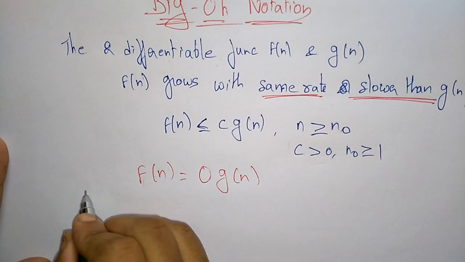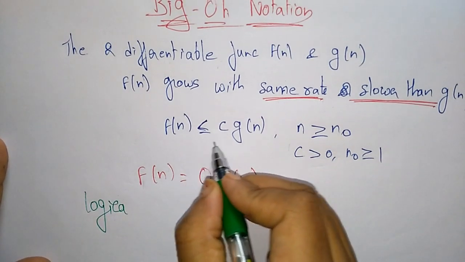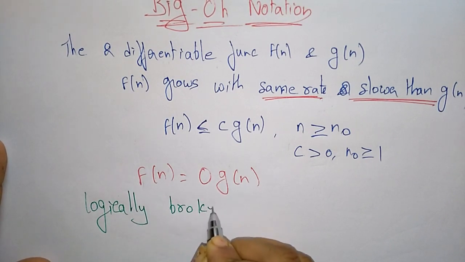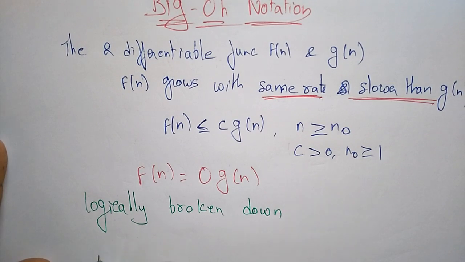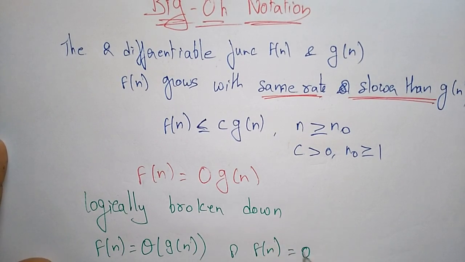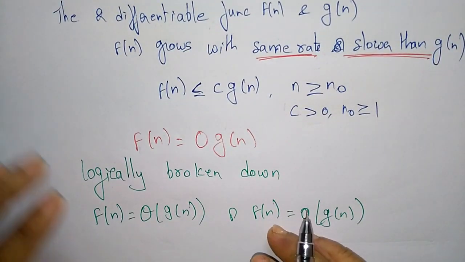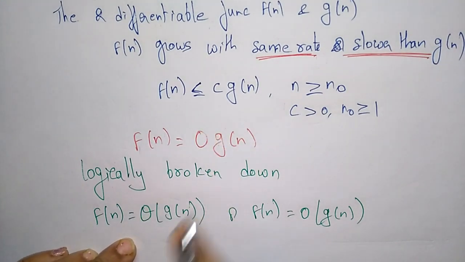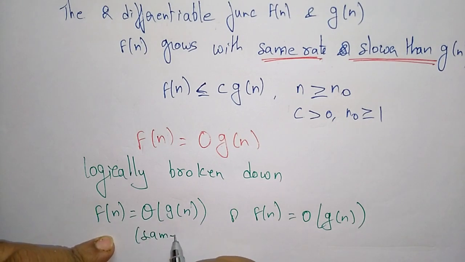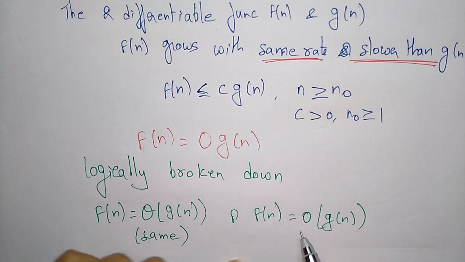Actually, logically, this statement is broken into two because it is less than or equal to. So logically it is broken down into f of n is theta of g of n, or f of n is small o g of n. Why is it written like this? The big O can be represented like this. Theta of g of n means it always follows the same rate. The growth rate is the same here. And for small o, the growth rate is always slower.